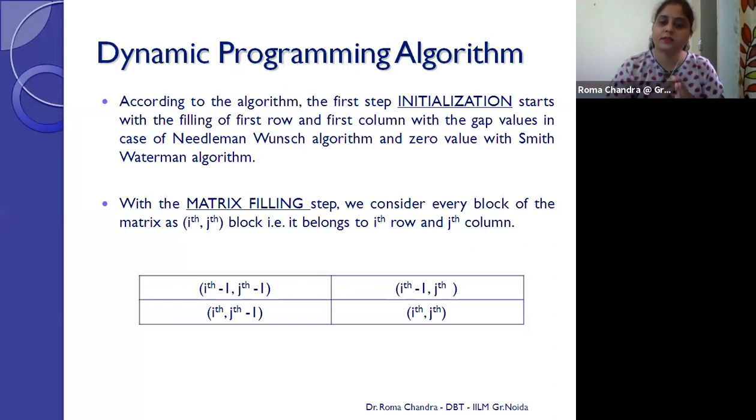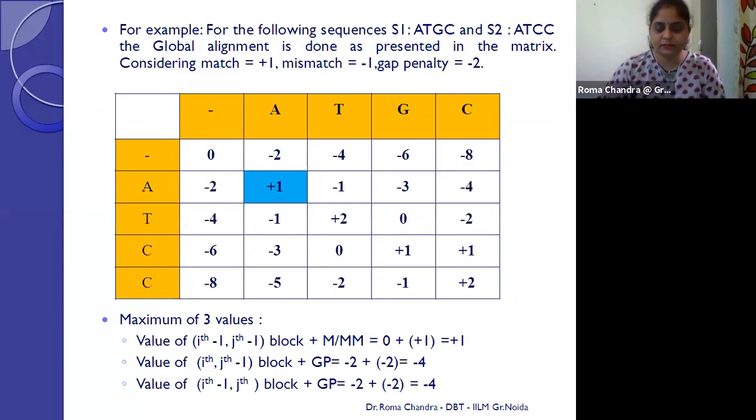Okay, so in case of Needleman-Wunsch and Smith-Waterman, the first step is initialization. These steps are common in both the algorithms. In the initialization step for Needleman-Wunsch, we put the values of gaps in the first row and the values of gaps in the first column. I'll just show you the matrix once. So this is the matrix you can see here. The matrix is like this.